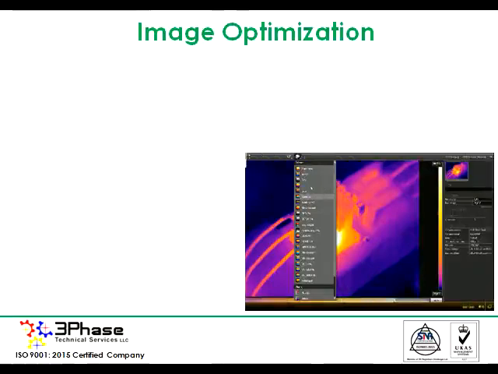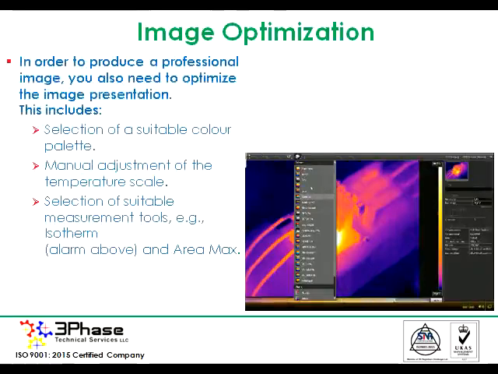Image optimization. In order to produce a professional image, you also need to optimize the image presentation. This includes selection of a suitable color palette, manual adjustment of the temperature scale, selection of suitable measurement tools, for example, isotherm, alarm above and area maximum.